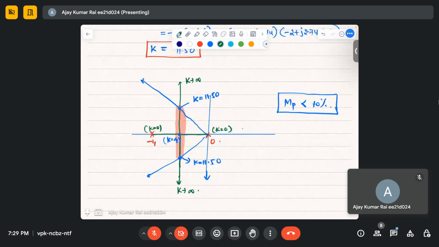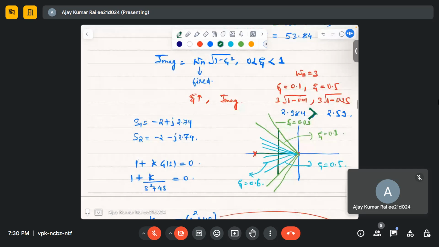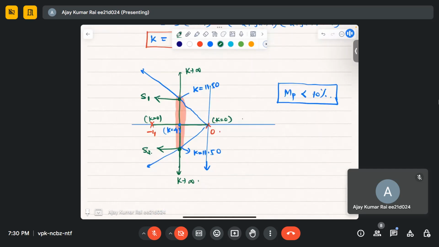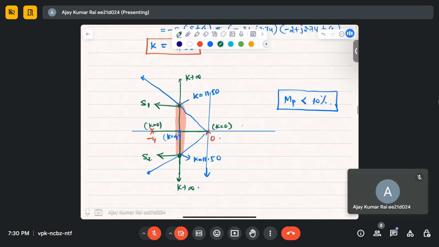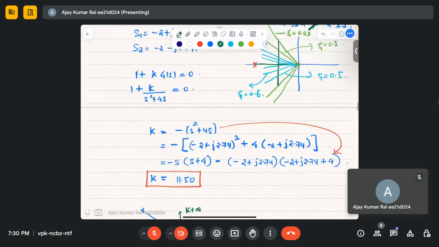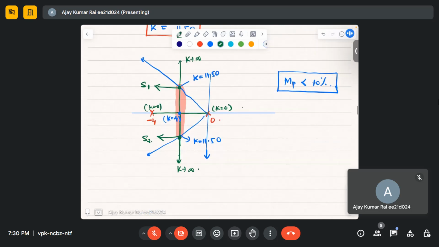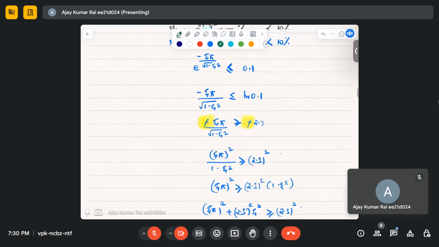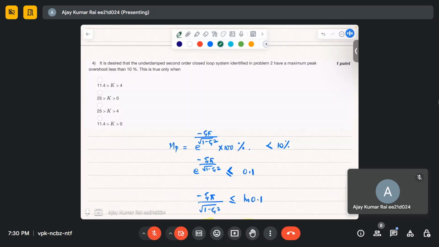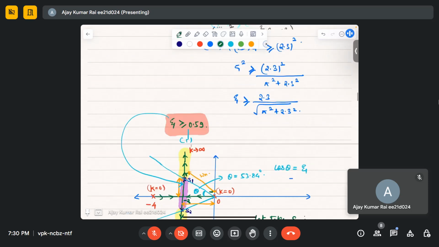What I did was I assumed this point to be S1 and S2. That's how I have done the calculation. You follow the steps. So I got the value of 11.50. Correspondingly for S2, minus j, minus 2 into 2 minus 2 minus j 2.74, you will get the same answer 11.50. So if you see the options, you'll get the first one. Quickly we'll go to the next question.